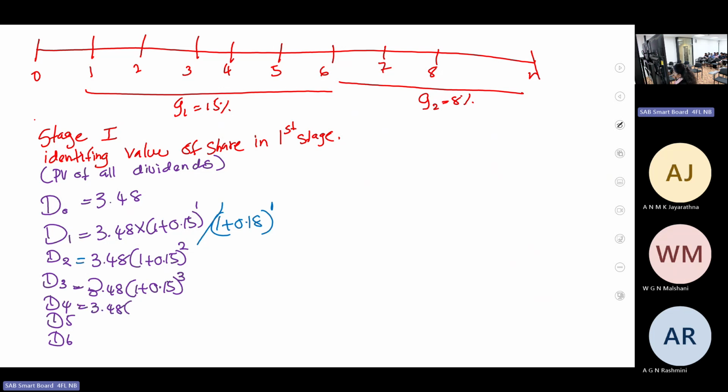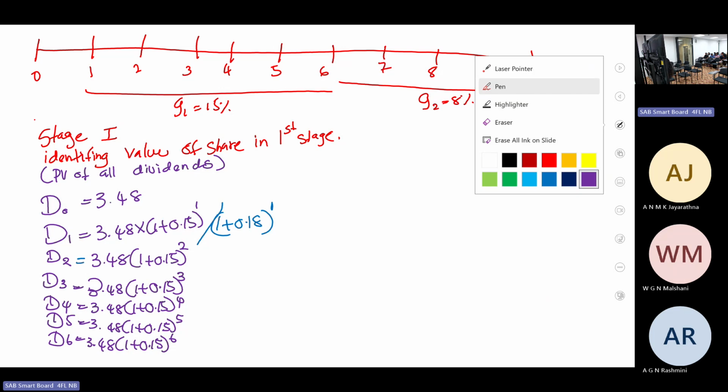3.48 multiplied by 1.15 to the power 4. 3.48 multiplied by 1.15 to the power 5. 3.48 multiplied by 1.15 to the power 6.